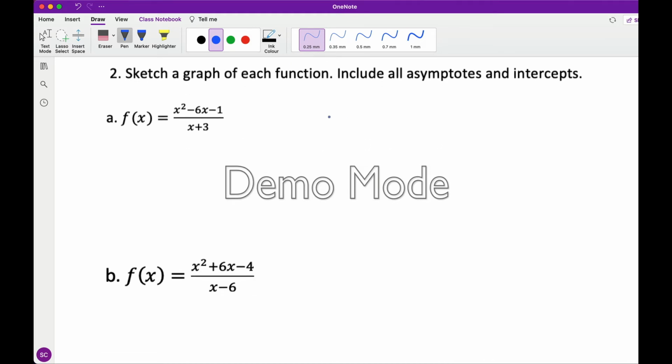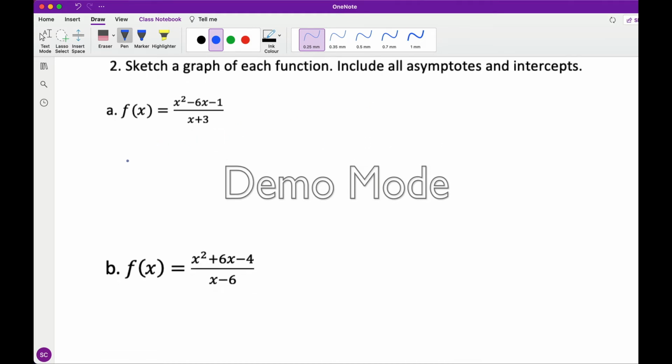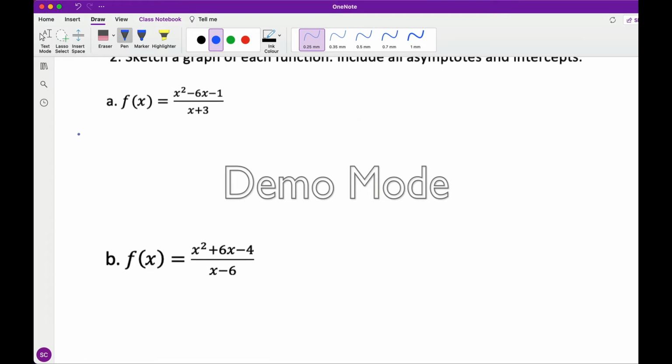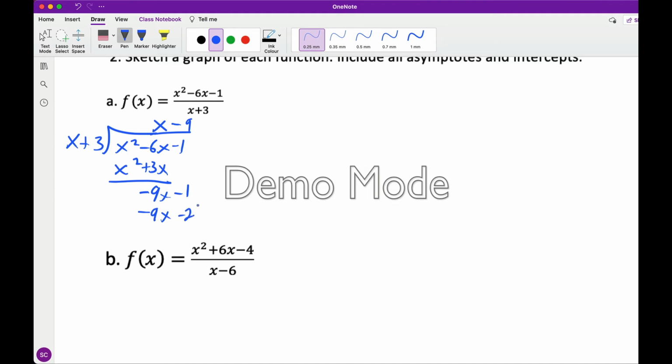Let's do it over here. x plus 3 into x squared minus 6x minus 1. If you want something to multiply by this to give x squared, there's got to be an x. x times that gives you x squared plus 3x. Then we subtract, just like regular numerical long division. We get negative 9x, bring down the negative 1. To get negative 9x, we need a negative 9 to multiply by this, which gives you negative 9x minus 27.